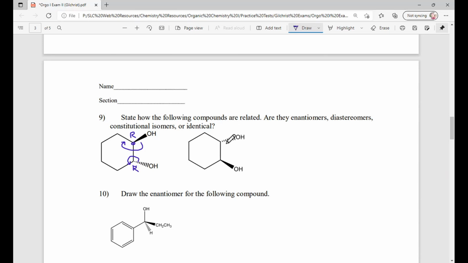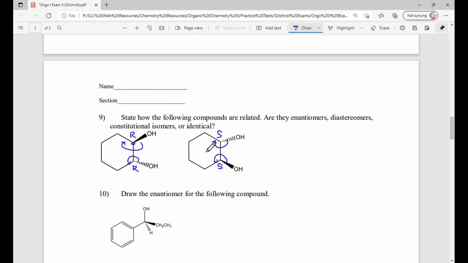Likewise with this one, it looks like it would be R according to the same rules, but because it's wedged, it flips to S. This one looks like S, and it is S because the wedge is there. So this is an SS. So in this case, you can say that these are definitively what? Enantiomers.